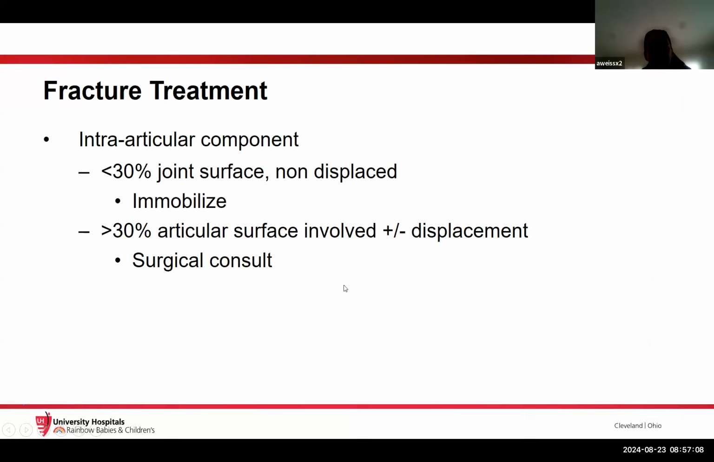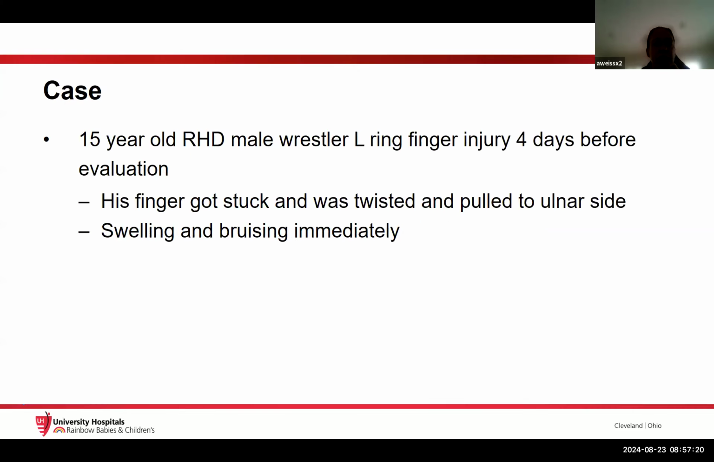So when you're looking at finger fractures, again, remember 30% of the joint space. And again, occasionally you have the hand surgeons take a look and they say, no, it's good, just buddy tape. And you're like, okay, but it's always better to have them take a look than to miss something really important.